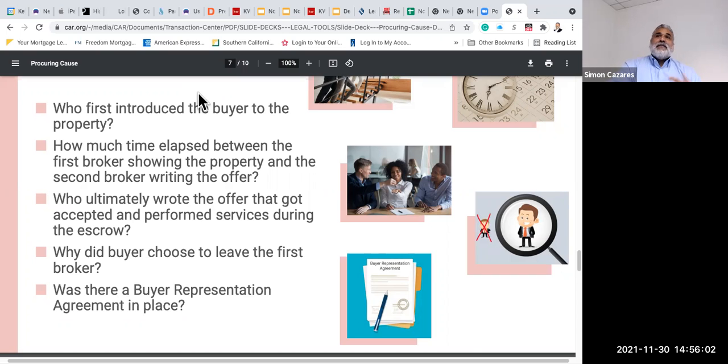And because I didn't have a buyer representation agreement in place, I did not want to raise it, because I got a pretty decent commission out of it. So I didn't fight it, but I could have probably challenged that and said, look, we have a commitment, we have a representation agreement, and it was an after the fact.